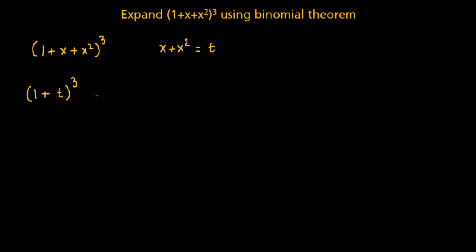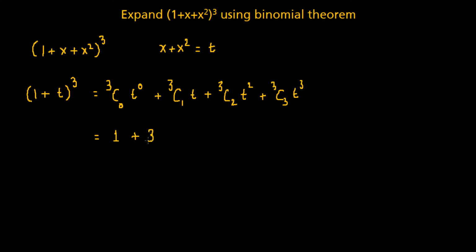Now let us expand it. So this would give us 3C0, 1 raised to the power of 3, which is always 1, t raised to the power of 0, plus 3C1, 1 raised to the power 2 is always 1, so I'm skipping it for now, times t to the power of 1, plus 3C2 t squared, plus 3C3 t cubed. So 3C0 is always 1, t raised to the power 0 is always 1, so this will give us 1.